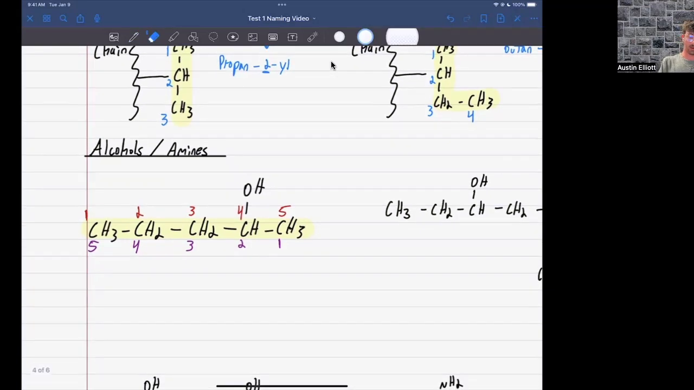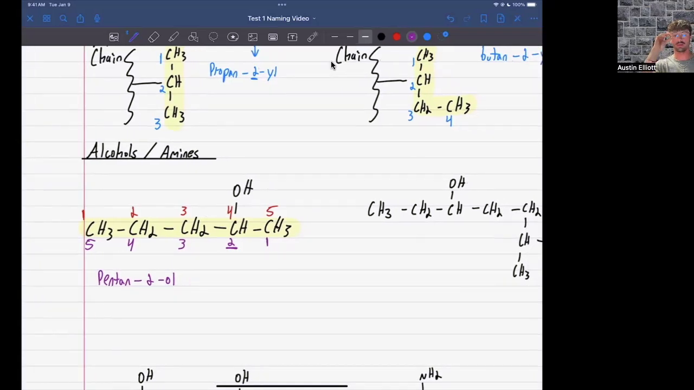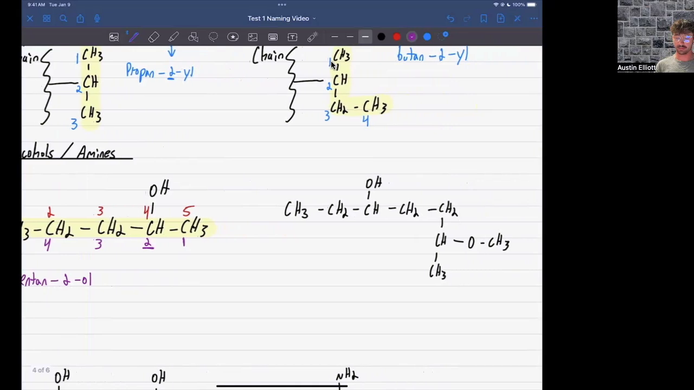So our chain right here is a pentane. So it's going to be pent, and then it's on the 2 carbon, pentan-2-ol. This is a pretty simple alcohol. Dr. Berg would definitely make them a little bit harder than this. But this is pretty basic just to see how to name them. So moving on over here to this one.